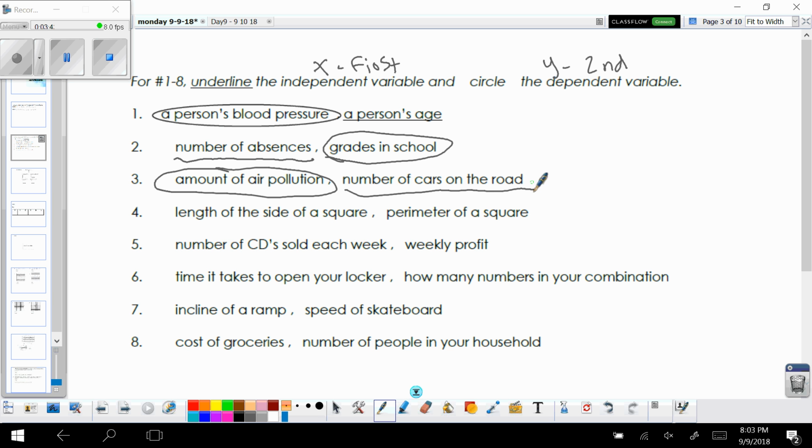I'm going to do one more with y'all, and then I'm going to give y'all time to do the rest, and we'll talk about the answers tomorrow. So the length of the side of a square and the perimeter of the square. So does the length of the side depend on the perimeter? Do you find the perimeter first, or do you find the lengths first? So remember, what comes first is independent. And here you would find the length of your square first. So this is your independent. And your perimeter depends on the lengths of the square.